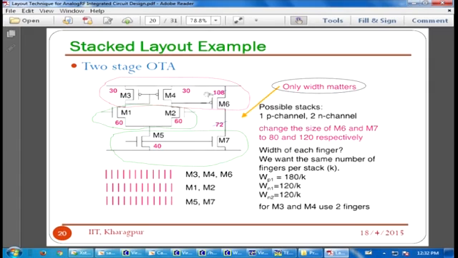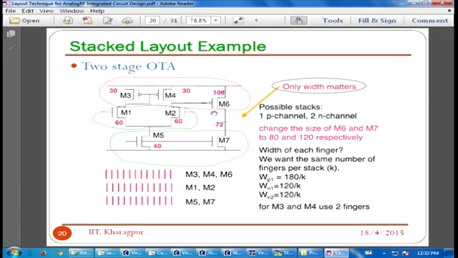See here, M3, M4 contain 30, 30, 60, 60 and M6 108. Total is 60 plus 108, 168 fingers. Here 60, 60, 120 fingers. Here 40 and 72, 112 fingers.